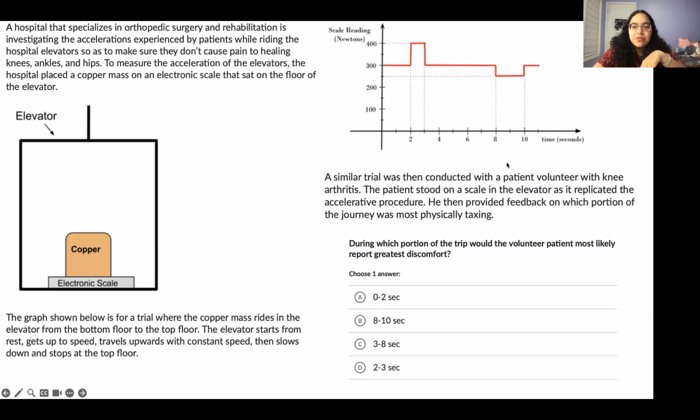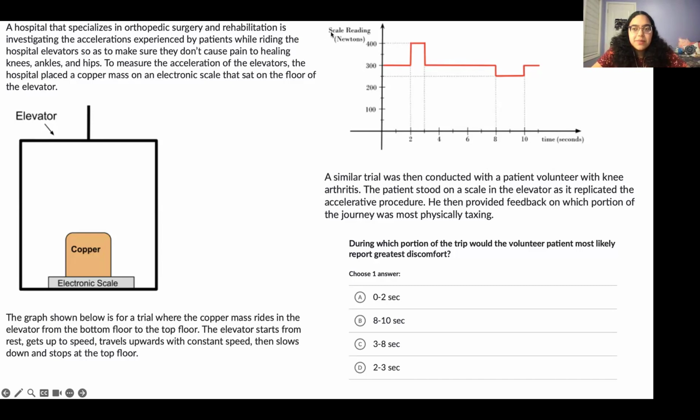You can also maybe draw from your own experience on an elevator. When you're going down, you feel a weightlessness. When you're going up, you feel heavier, or like something's pushing up on you. So that's what they're alluding to there. That would be the part where their knees would feel the pain the most. So it'd be the 2 to 3 second part.